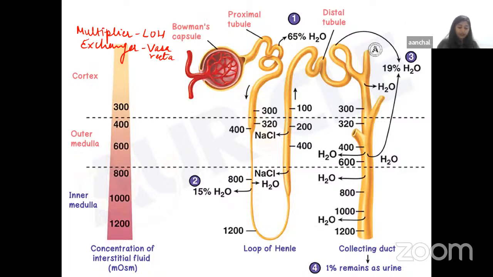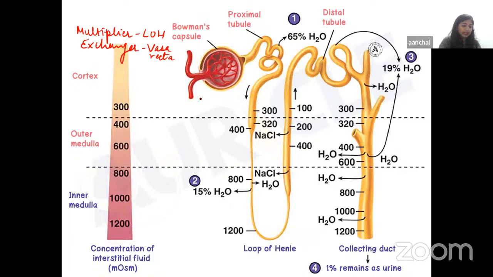So first of all, we should know what the medullary gradient is. Basically, it is a gradual increase in the osmolarity of the medullary interstitial fluid. Whenever there is an increase in the osmolarity of the medullary interstitial fluid, that is known as the medullary gradient. And it also plays a very important and significant role in the concentration of urine.